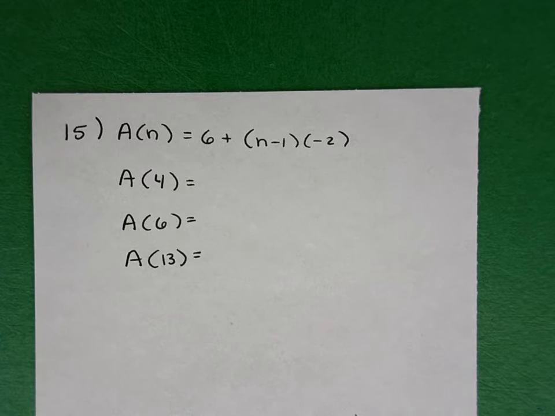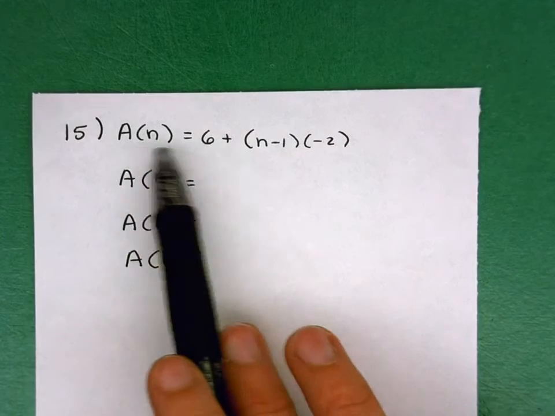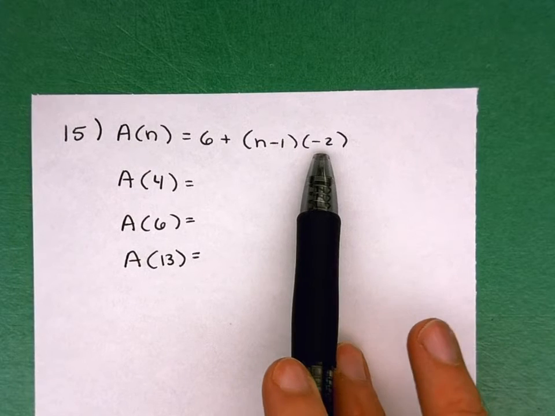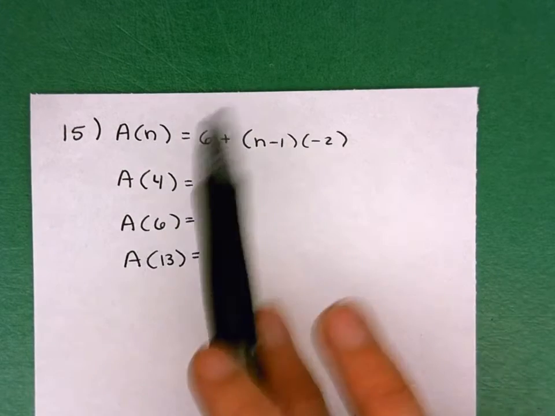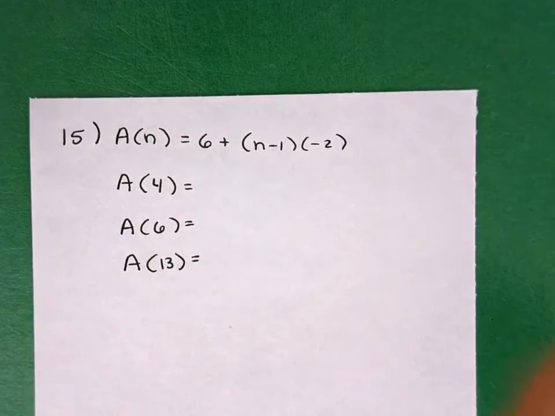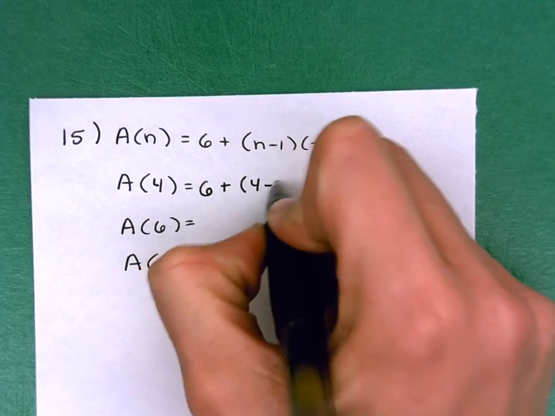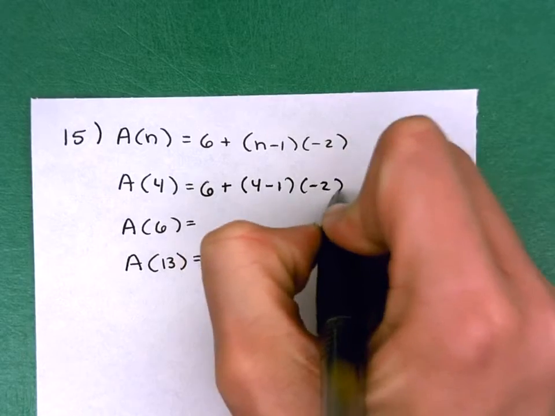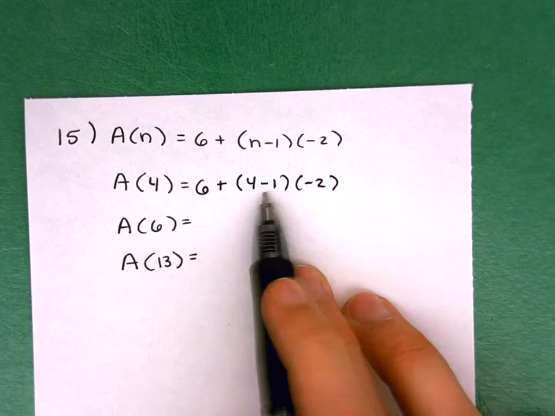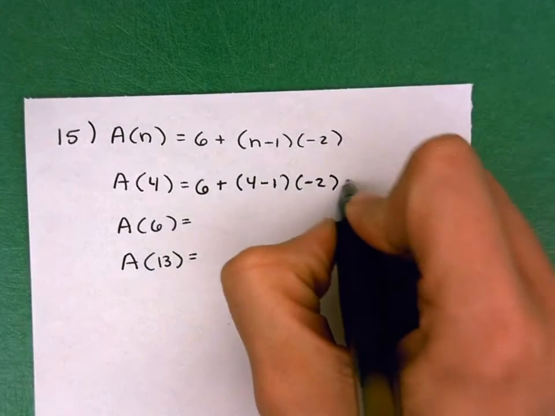explicit formula. And so taking a look here, this is my explicit formula. A of n equals 6 plus the quantity of n minus 1 times negative 2. And I like to call these the plug and chug problems, because when we're asked to find the 4th term, all we are doing to find the 4th term is taking that 4 and plugging it in for my n. And so in this case we'd have 4 minus 1, which is 3, times negative 2, which is negative 6, plus 6, which is 0.